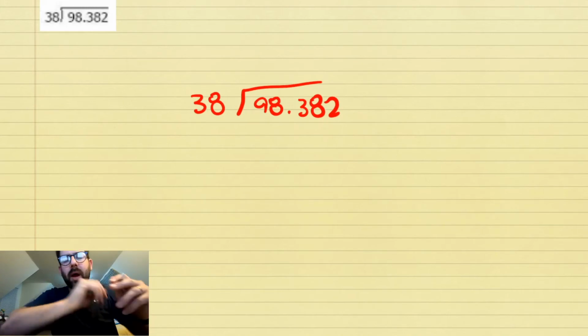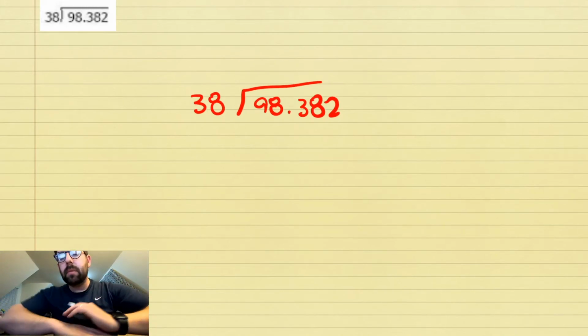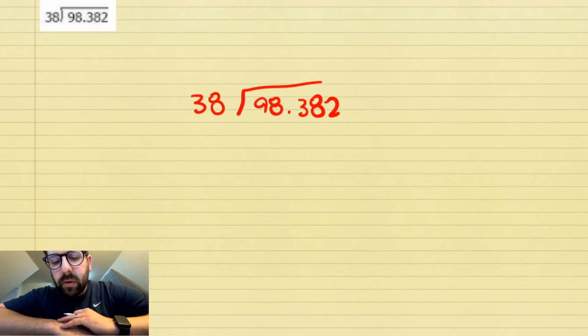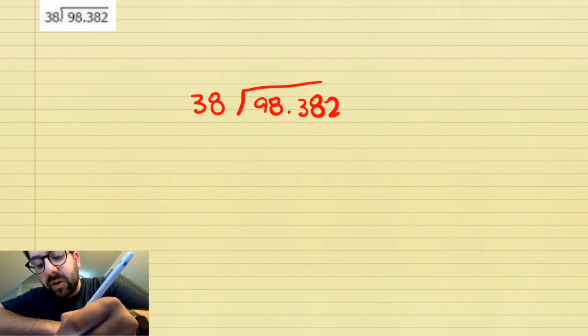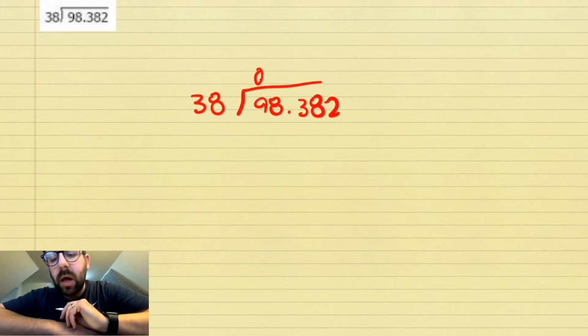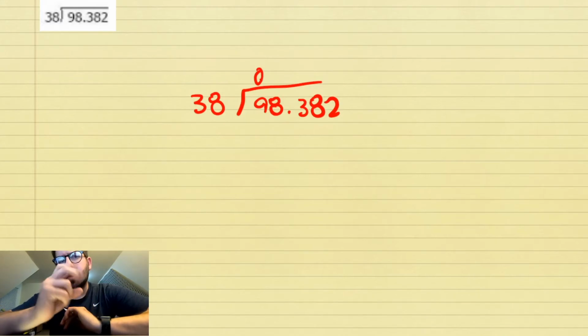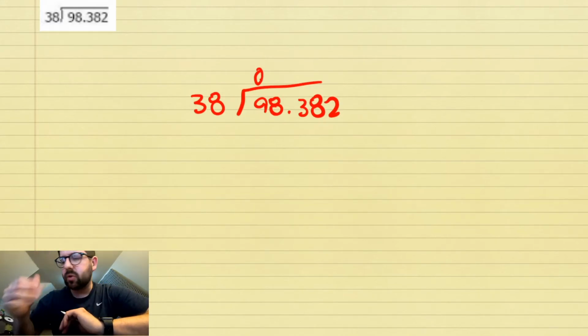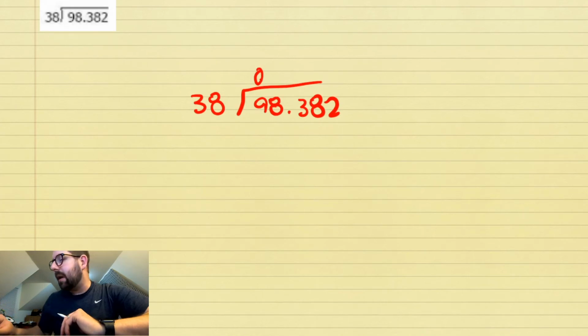Okay, there's a way of doing this with lattice. I'm not going to show you that, but this is the way we're going to do it. What we have to do is figure out how many times 38 can go into the numbers as I go across. Well, 38 cannot go into the number 9, so I have 0. 9 is too small. 38 can go into 98. So can it go in there once? Can it go in there twice? Can it go in there 3 times? That's what I'm checking.